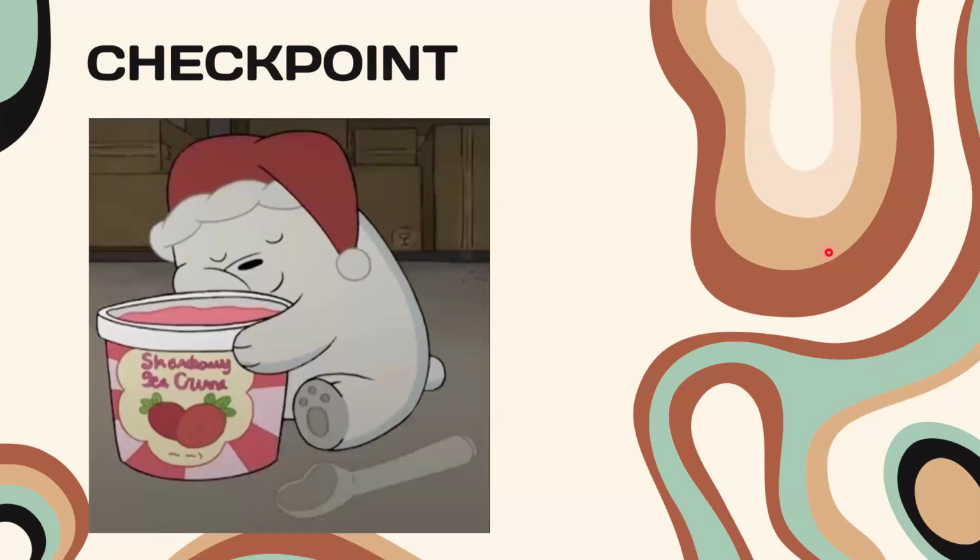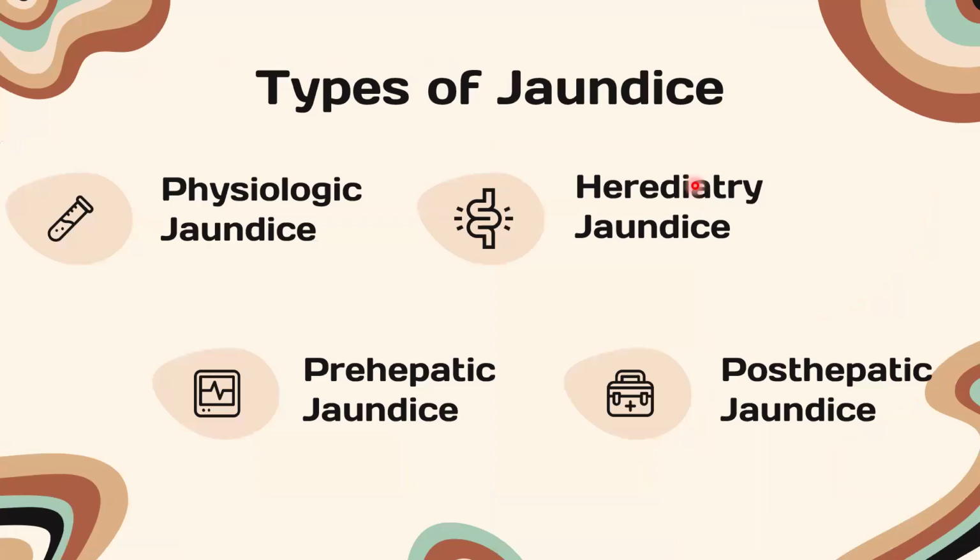Okay, so we've discussed physiologic jaundice and we've also discussed congenital hyperbilirubinemias. Now, we're going to move on to prehepatic jaundice and posthepatic jaundice, okay? So what I saw in your presentation is that you don't need to know intrahepatic jaundice, so we're not going to go into the details of that. We're mainly going to be discussing pre- and post-hepatic jaundice.